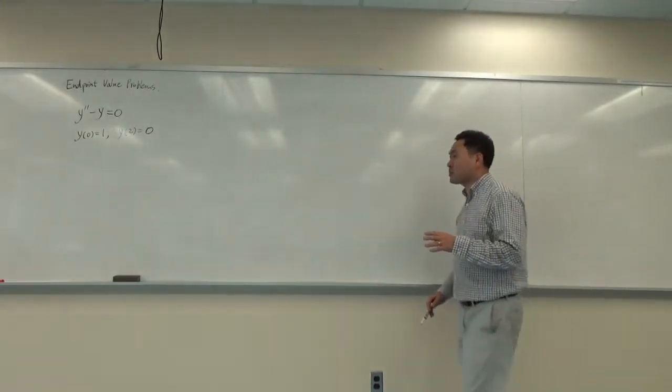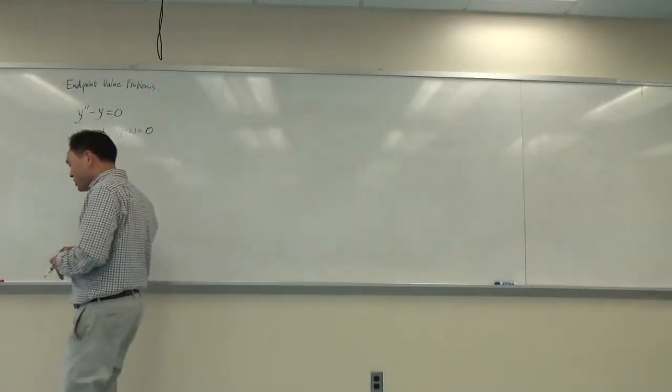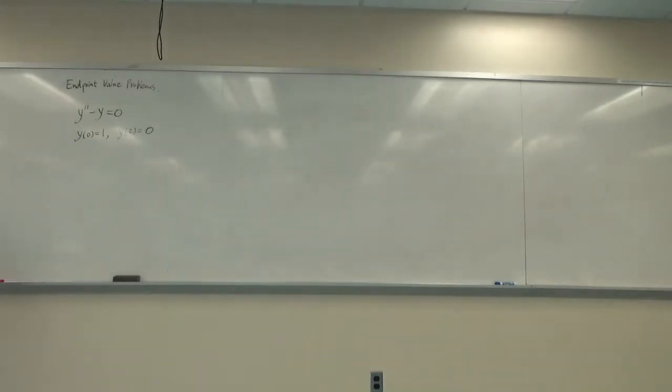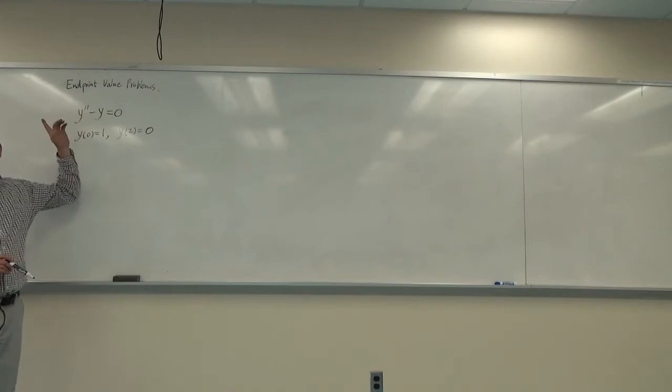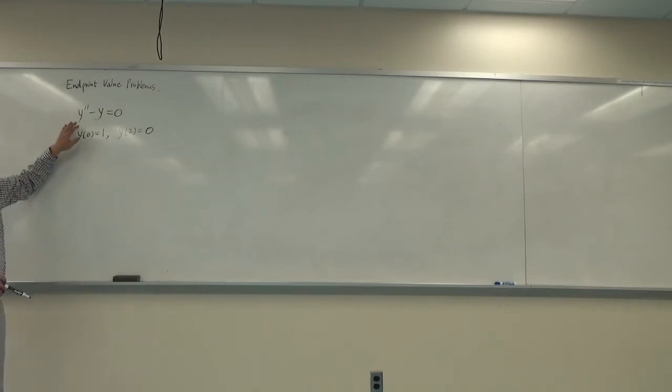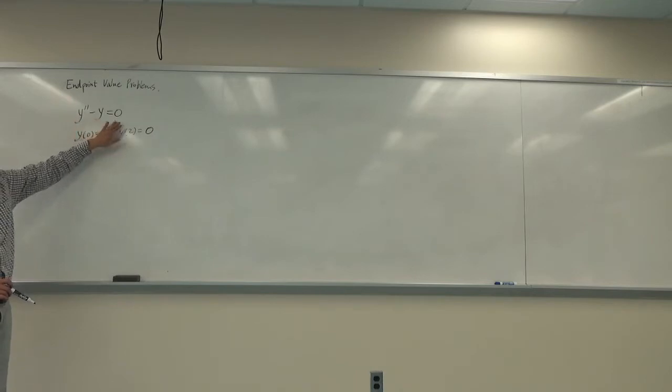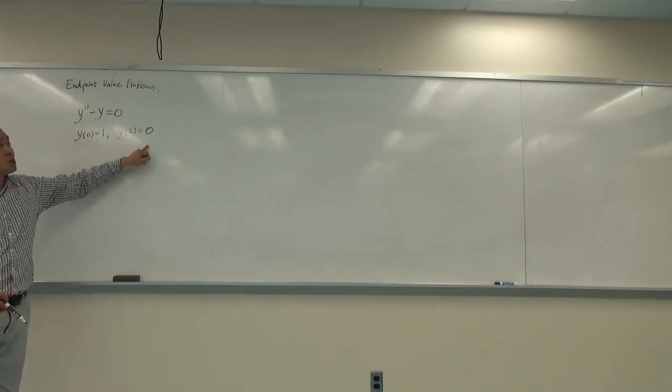So we're reviewing ODEs. ODE means ordinary differential equations, where you have the regular derivative, not partial derivative, just the usual derivative. So I'm looking for a function whose second derivative minus itself gives you 0. And it should also satisfy that the function evaluated at 0 is 1, and the function evaluated at 2 should be 0.